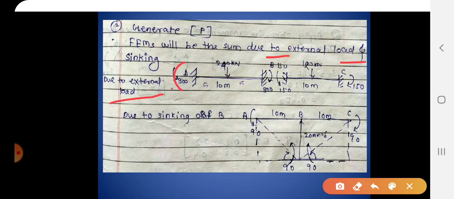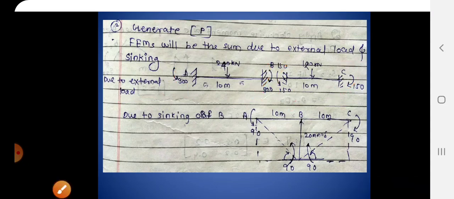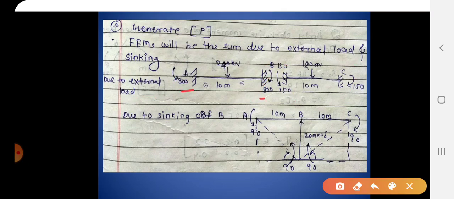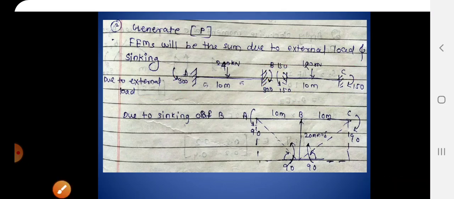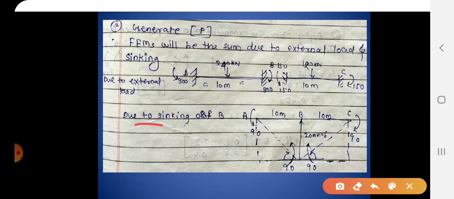I have written here all the fixed end moment values for span AB and for span BC according to the loading. On both spans the loading is a central point load, therefore PL by 8, with signs minus, plus, minus, plus. I have written the values over here. Now the second part in this step is due to sinking of B.